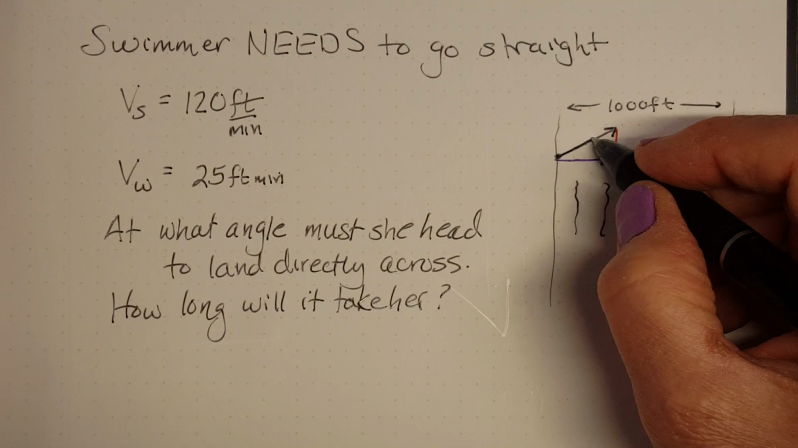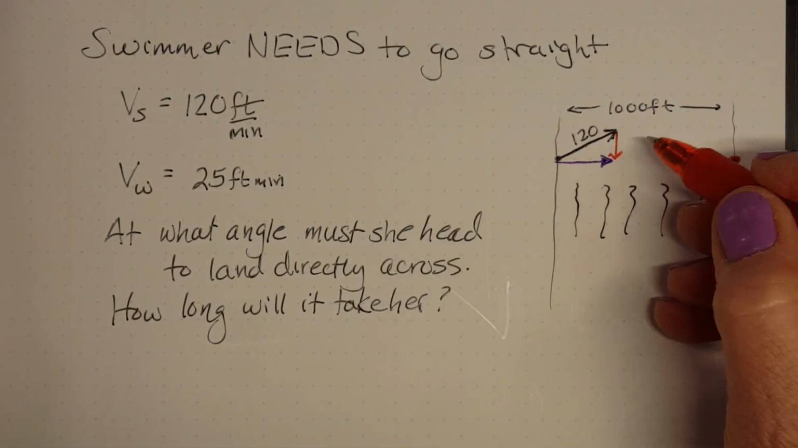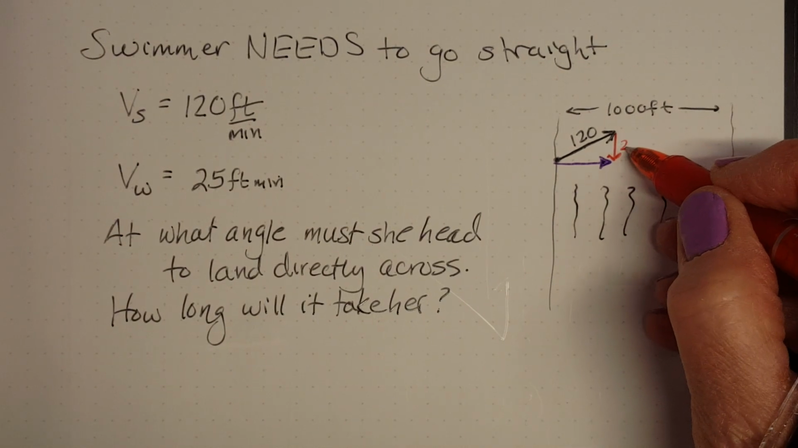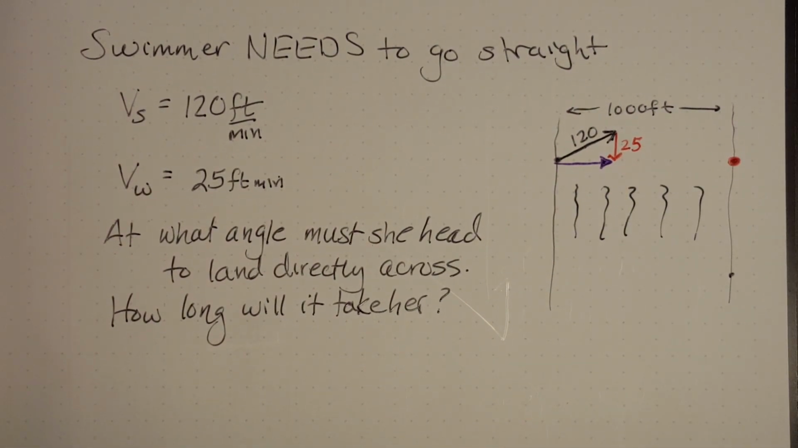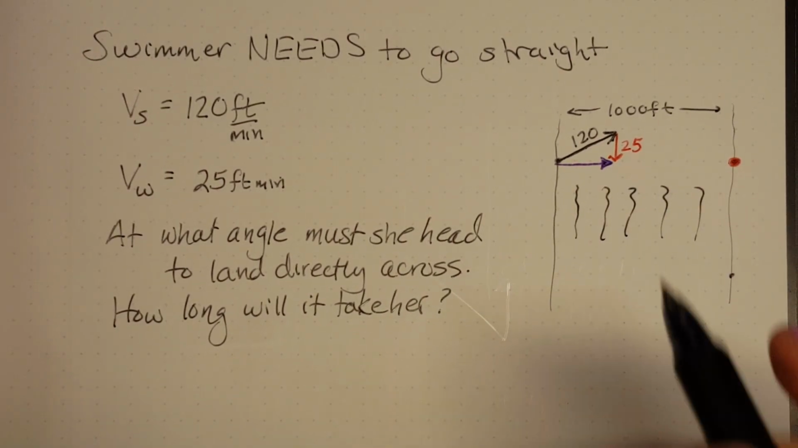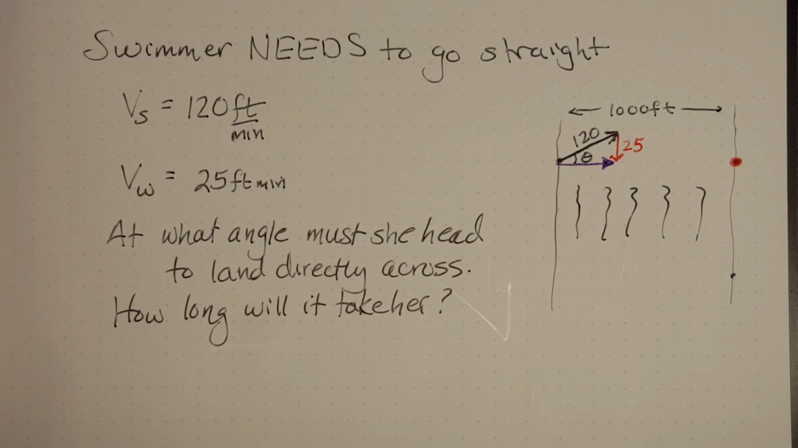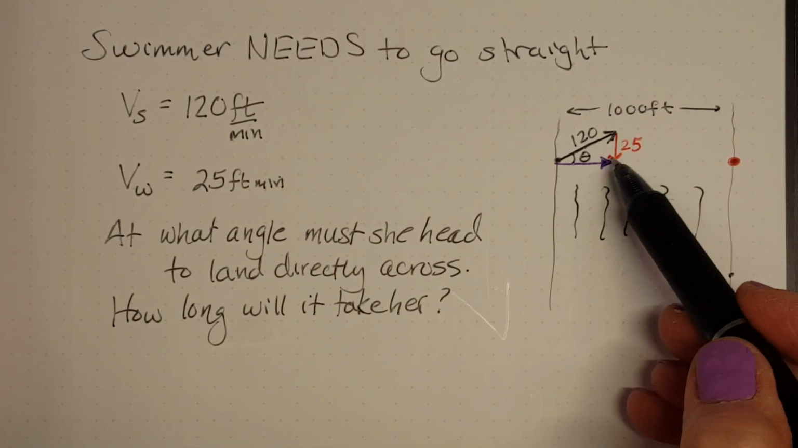Well, we know this is her velocity. That's the 120 feet per minute. This is the current velocity. This is 25 feet per minute. And so the triangle gets set up pretty quickly because we're looking for at what angle must she head. So instead of heading straight across, we want that angle. And we have a very clear triangle right there.